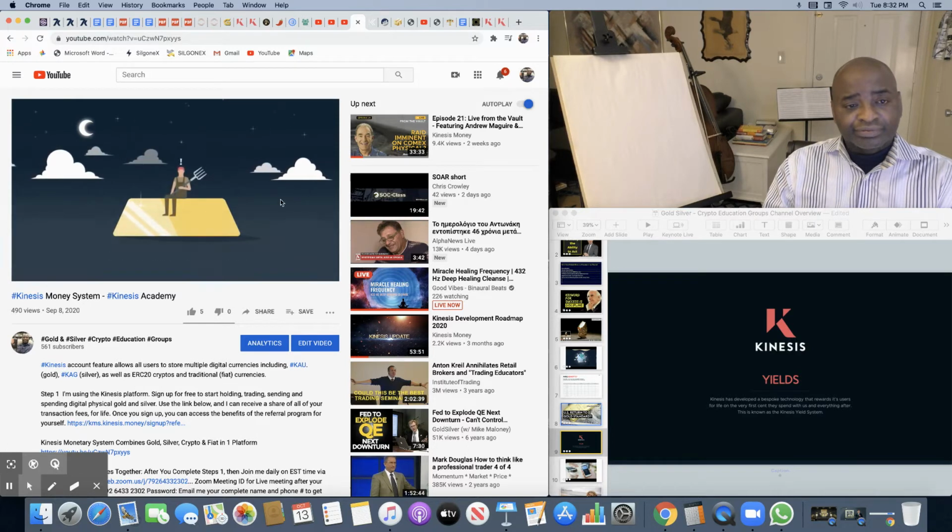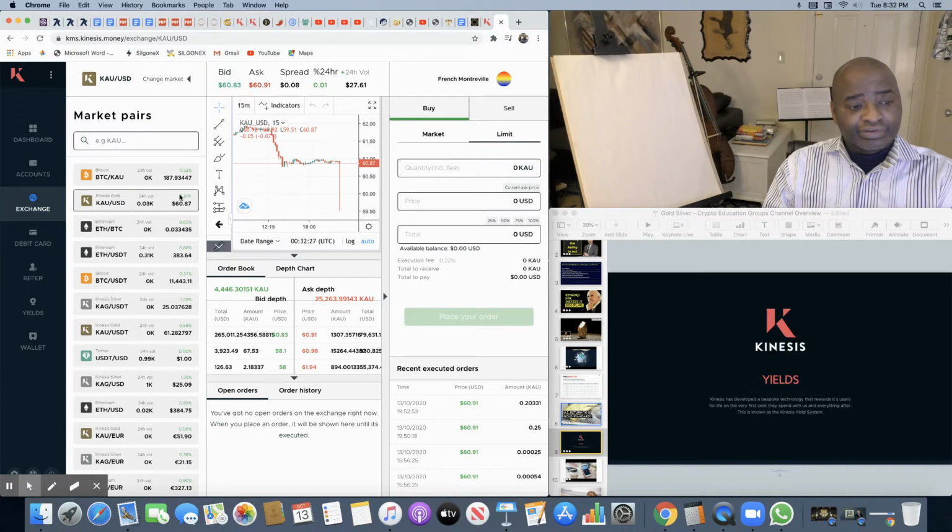So anyways, on the exchange we have gold and silver. This is KAU in US dollar form. One Bitcoin will give you 187 grams of gold. Beautiful. And one Ethereum. Oh, that's the 24-hour volume. But let's not get distracted.